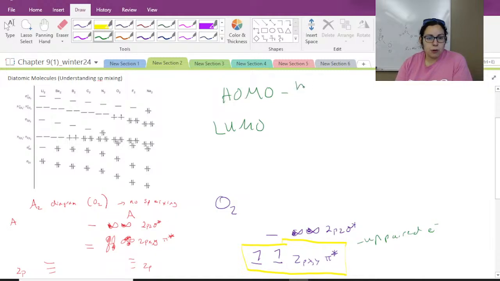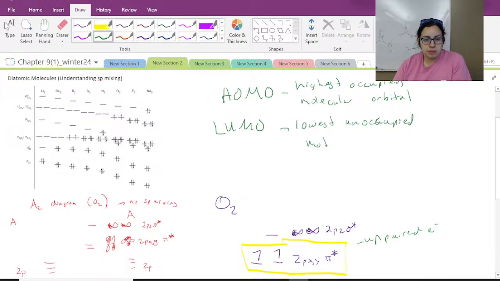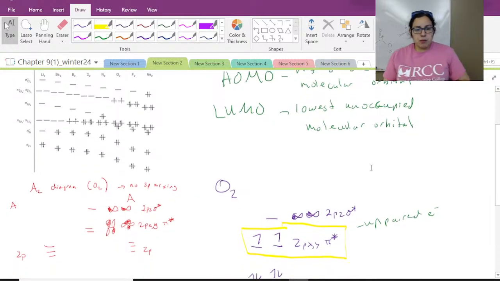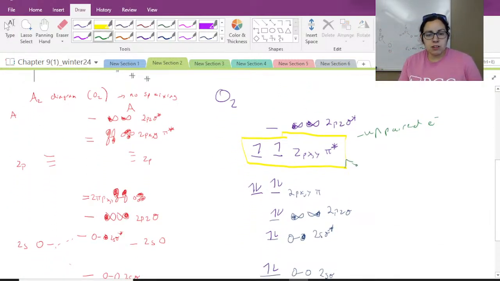So HOMO stands for highest occupied molecular orbital. And so the LUMO would be lowest unoccupied molecular orbital. And so again, those are just the orbitals people are interested in. So always the question is, right, what's our HOMO? So which one is our highest occupied? And that usually tells us something interesting.